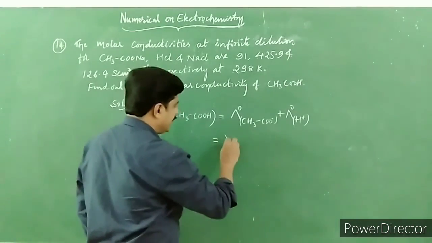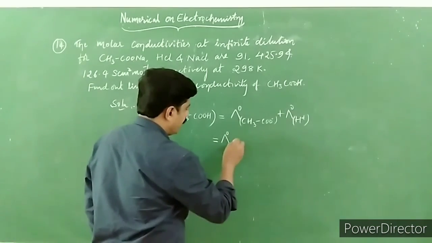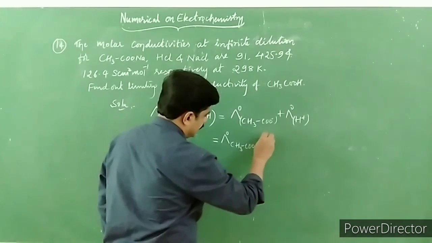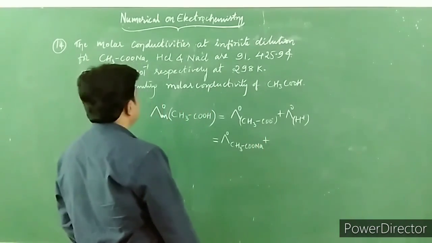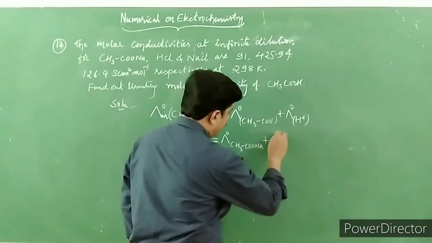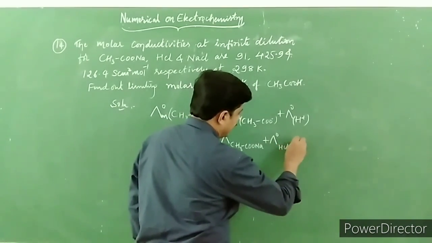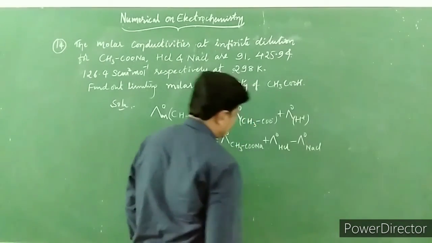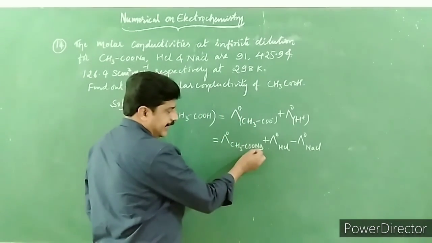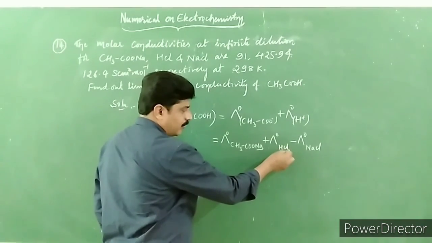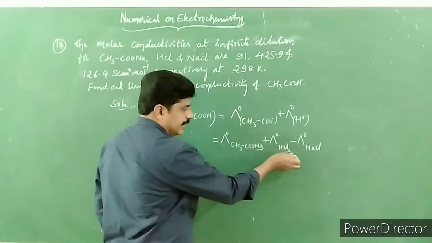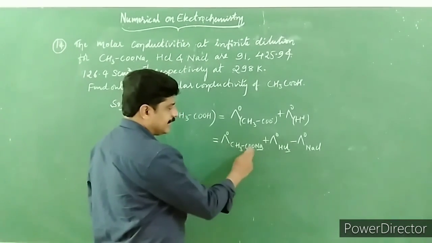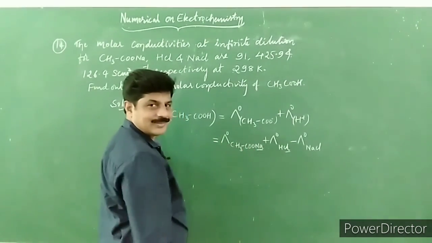Look at here, how do I write? Limiting molar conductivity of sodium acetate plus limiting molar conductivity of HCl minus limiting molar conductivity of sodium chloride. Children, look at here. Na I don't want, Cl I don't want, right? NaCl. So that is why minus NaCl. Hope you got it. What is left out? CH3COOH. Hope you understand that.